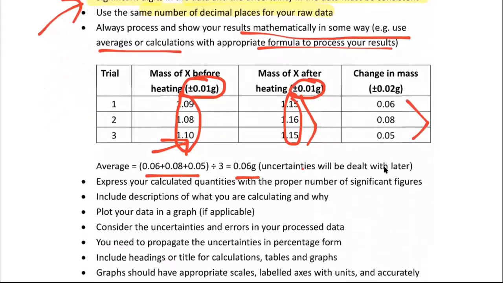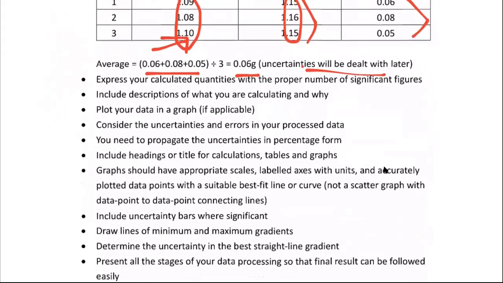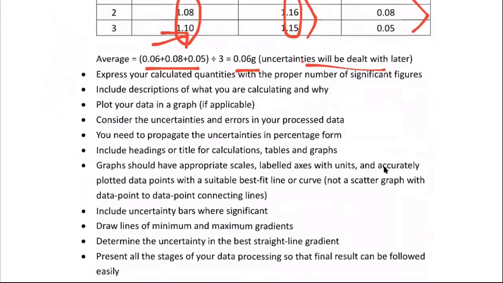And then uncertainties, we're going to get to that later. But you also do need to do your uncertainties. Make sure you have the proper number of sig figs in your calculated quantities, okay? So make sure that you're keeping that. Include descriptions of what you're calculating and why. What are you calculating and why are you calculating it?